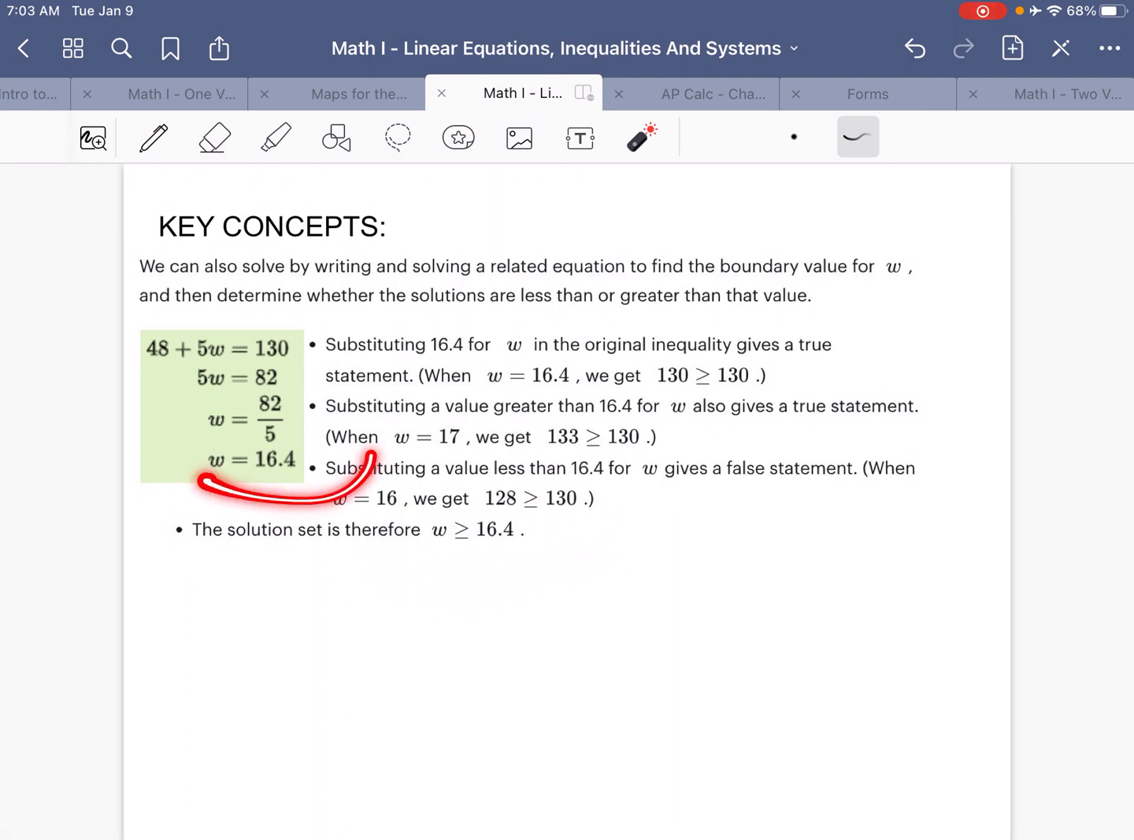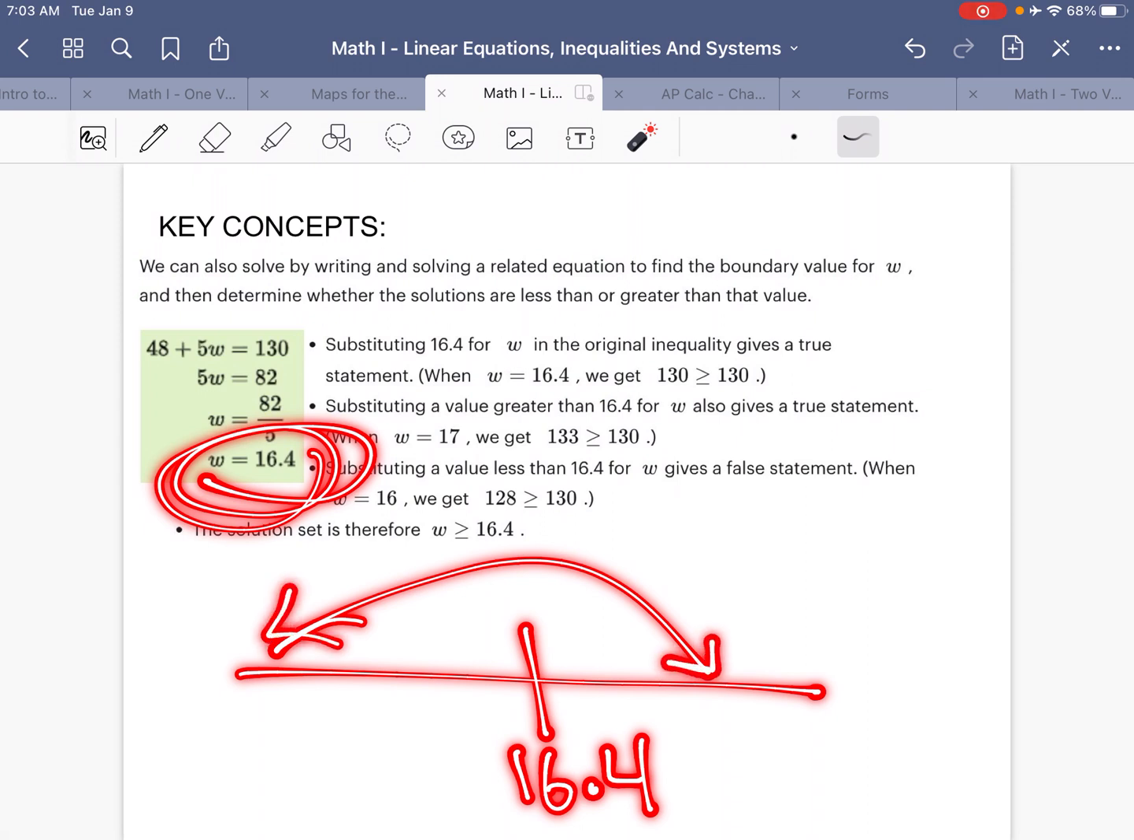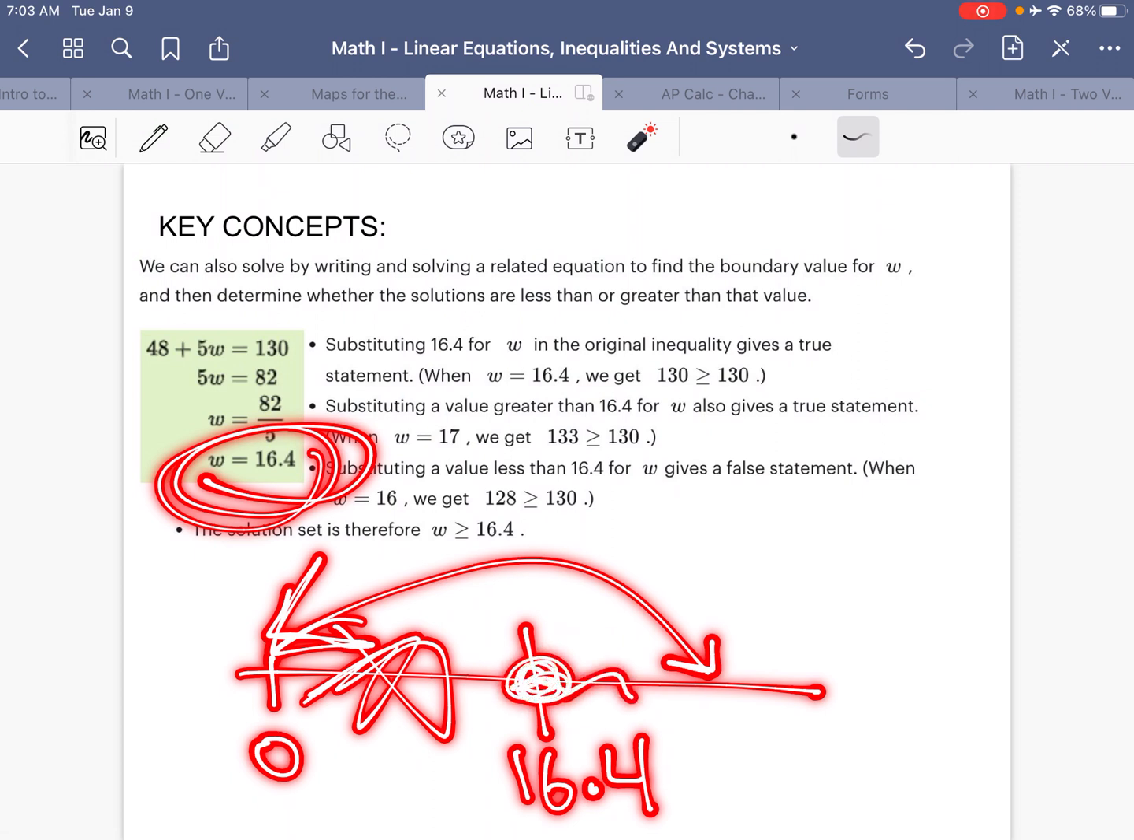The other thing that you could do is when you find your boundary, just put that on a number line and then ask yourself, which side of this boundary would I find my solutions? Well, in this case, if she was saving up money for 0 weeks, would she have enough money? Obviously not. So it would have to be this and everything to the right of it if you were graphing the solution.